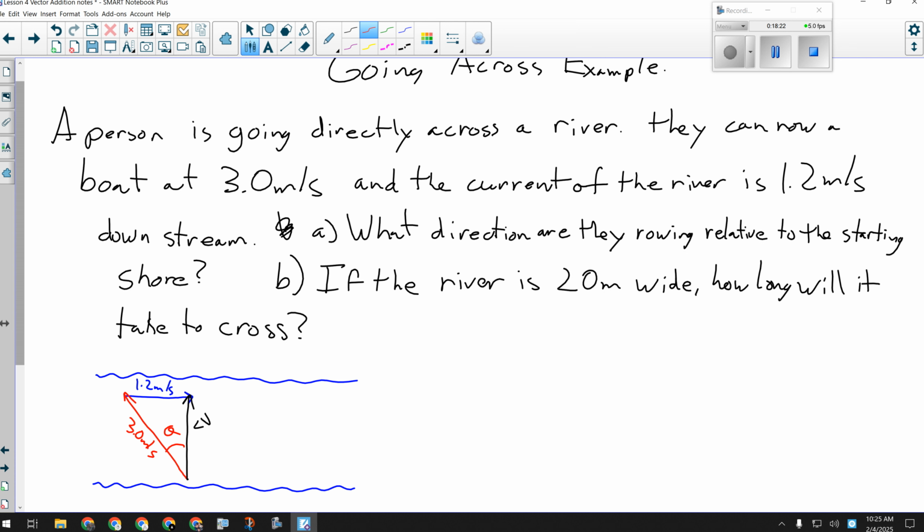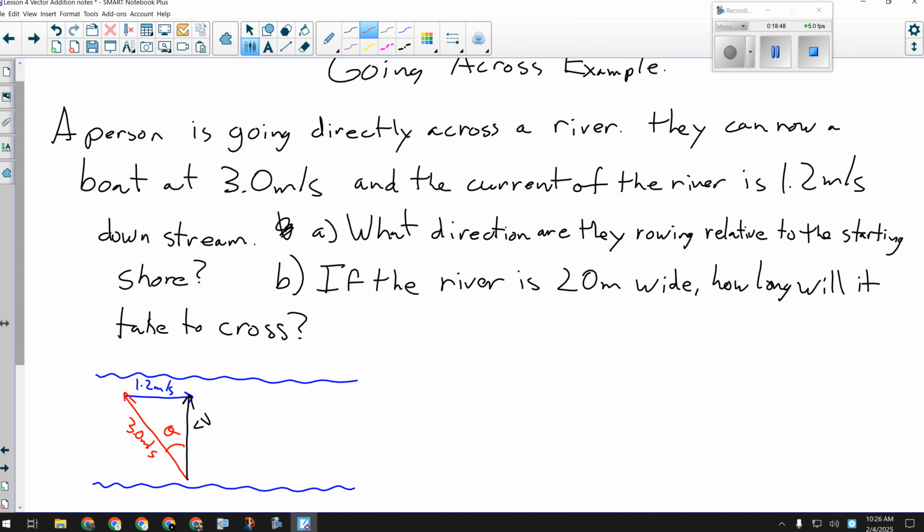Okay, so my diagram should look like that. They told me the resultant is straight across. They didn't tell me how fast, they just told me they're going straight across, and that they can row at 3 meters per second. Now, if you're rowing slightly into the current, your boat's not going 3 meters per second. That might be how fast you can row, but you're going to end up going a little slower, which this diagram clearly shows.